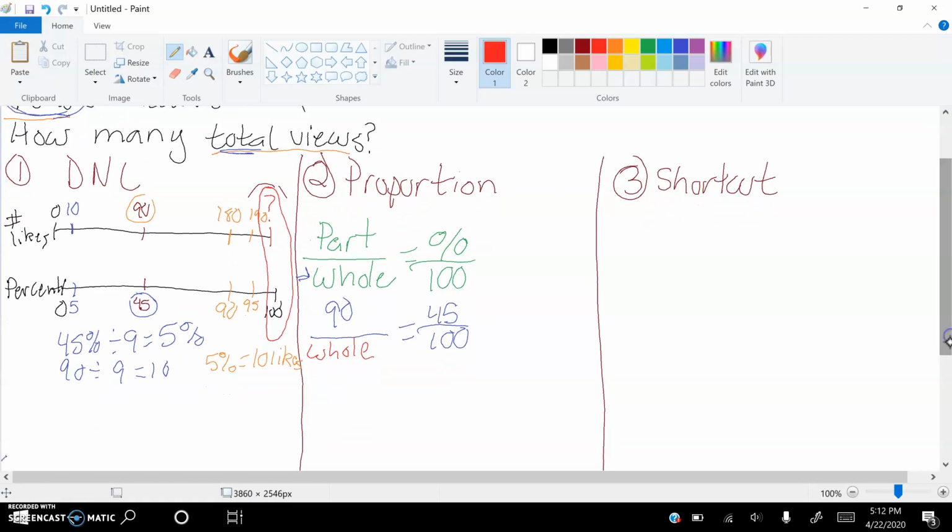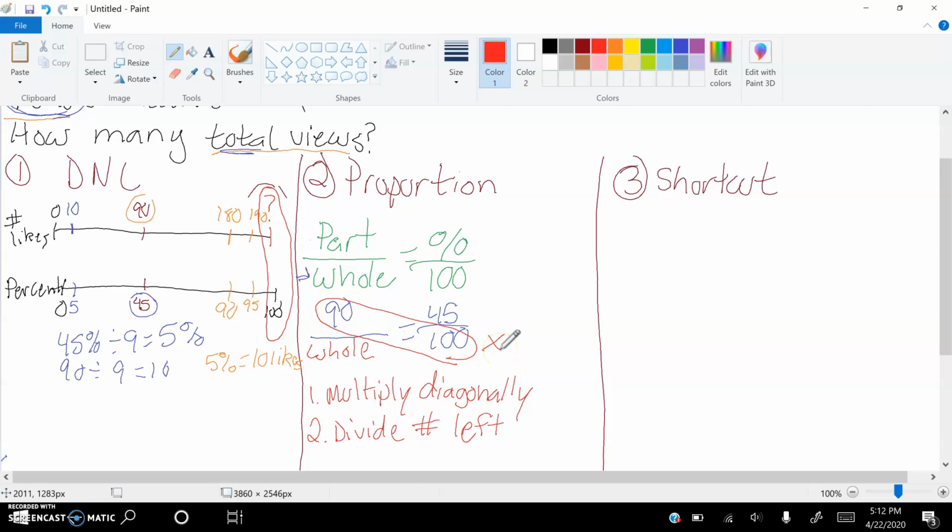So we have 2 steps to figure this out. The first thing we need to do is multiply diagonally. And then we're going to divide the number that is left. So we do not have the whole amount, so this is not the diagonal we're going to use. We're going to use 90 and 100 and multiply those together. And then we are going to divide by the number that's left, which is 45. So you'll do 90 times 100 and then divide that by 45.